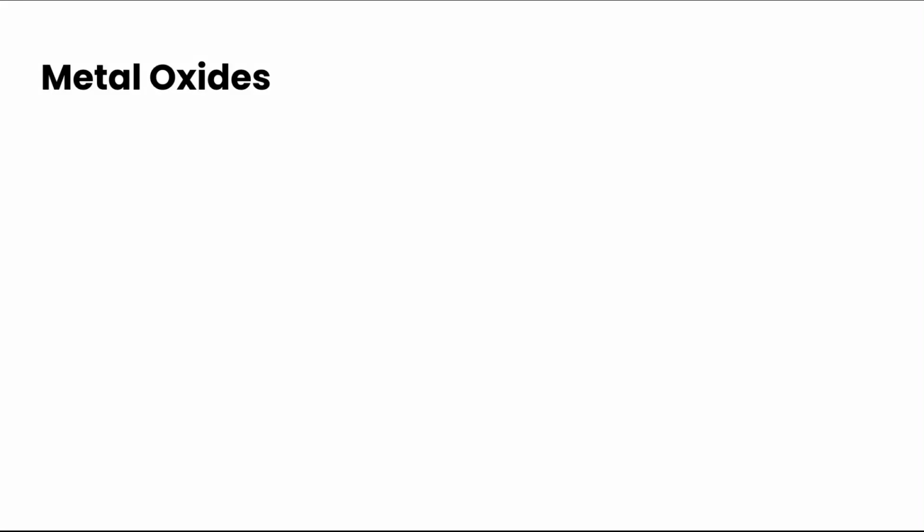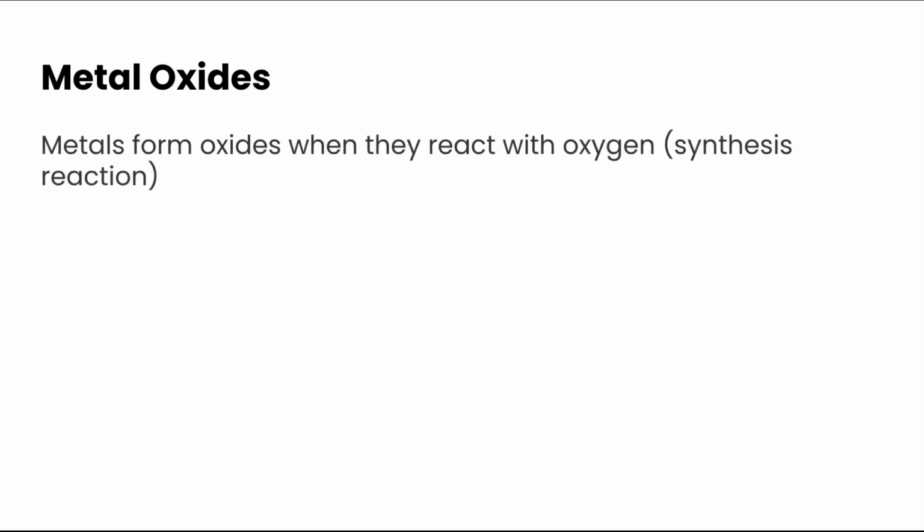In this video, we're going to take a look at oxides, specifically metal oxides and non-metal oxides, and some of the reactions that occur. Let's start with metal oxides then. So metal oxides are formed from metals reacting with oxygen. Remember, this is a type of synthesis reaction. It could also be considered combustion though, because we are reacting with oxygen.